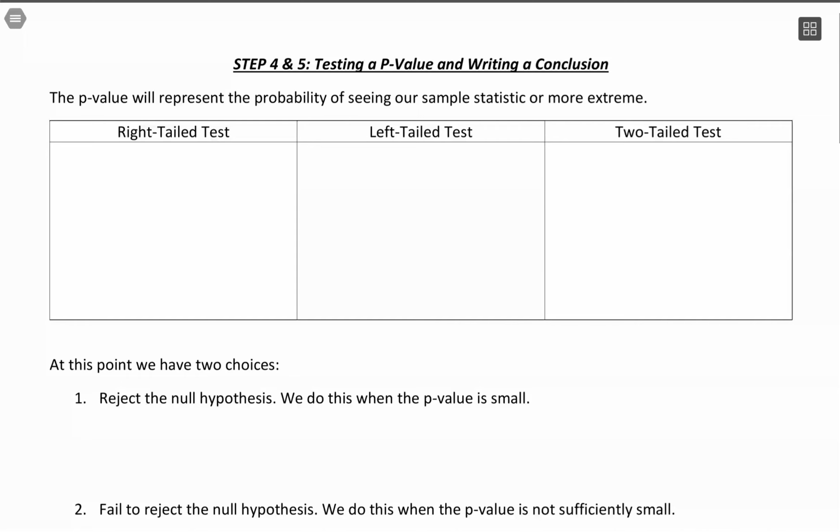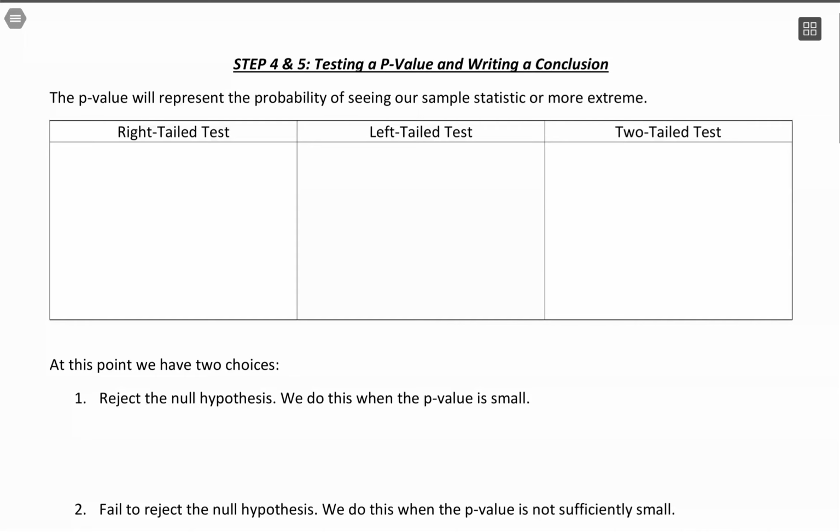So to finish up our hypothesis test, what we'll need to get to is the p-value. The value for the p-value, which is our probability of seeing our sample statistic, that'll lead us down the path of, are we going to reject the null hypothesis or fail to reject the null hypothesis? And with that, we can get a structure for how we'll write our final conclusion.